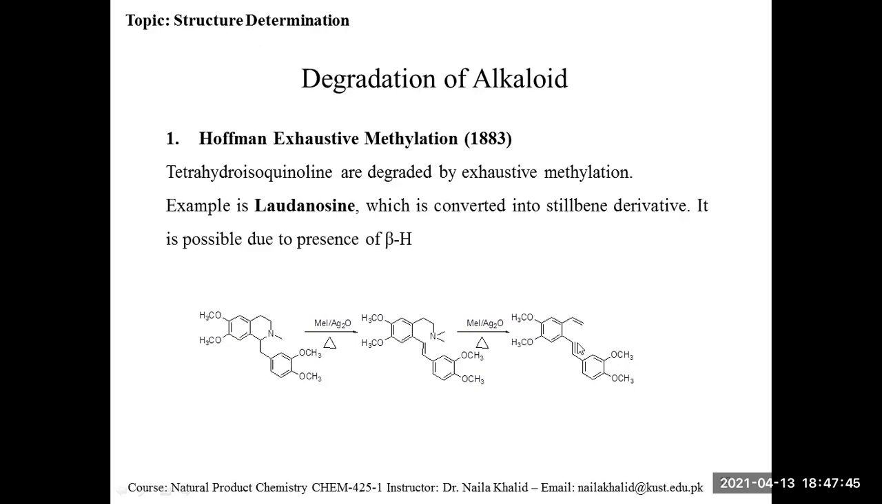How is it possible? Because of the presence of this beta hydrogen over here. In this case, the beta hydrogen is present and it is eliminated in this way, so a double bond appears over here. So this beta hydrogen which is present over here is responsible for the Hofmann exhaustive methylation of laudanosine.